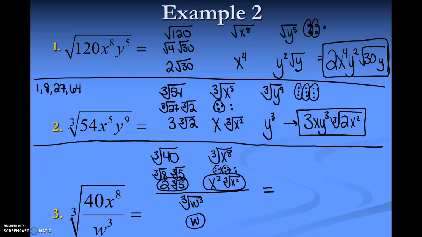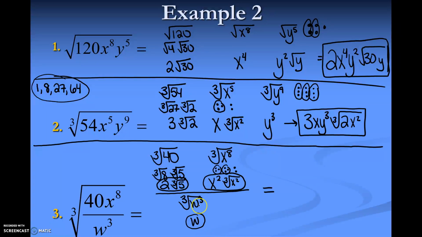Okay, cube root of 40. If we think about our perfect cubes, which we've got a list right here, 1, 8, 27, 64, we can do 40 divided by 8 and get 5. So 8 times 5 is 40. The cube root of 8 is 2, so our number part is 2 times the cube root of 5. How many groups of 3 are in 8? There are 2 full groups with 2 left over.